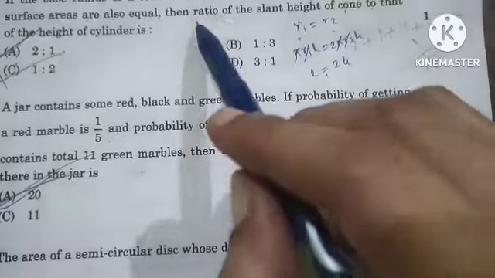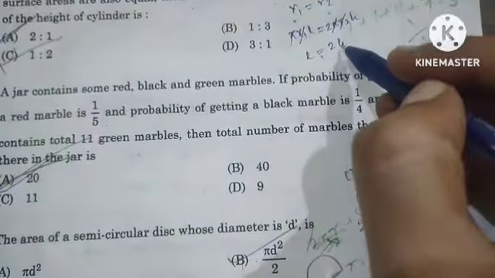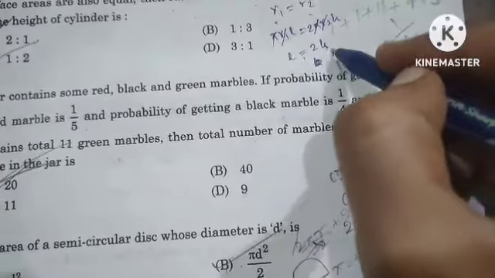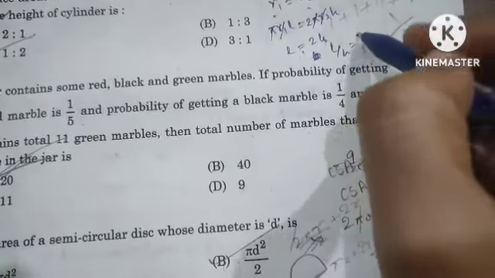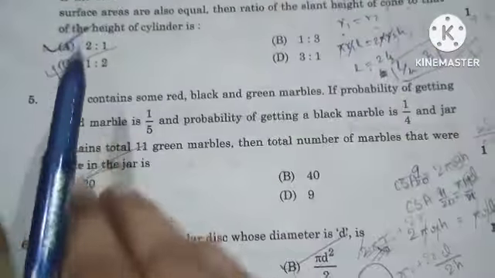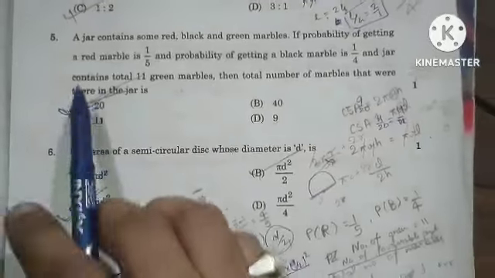Then we have to find the ratio of the slant height of the cone to the height of the cylinder. So h comes to the LHS side, then l upon h is equal to 2 upon 1. So we got the answer: 2:1 is the correct option for question number 4. Now move on to question number 5.